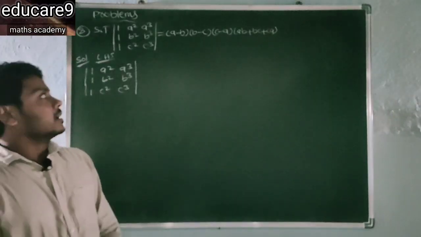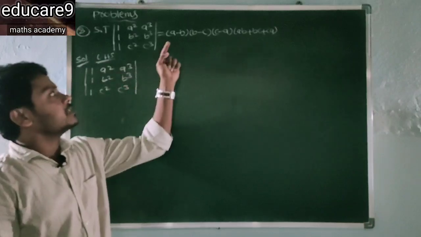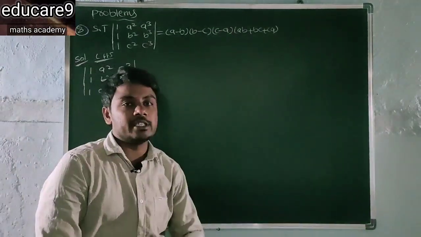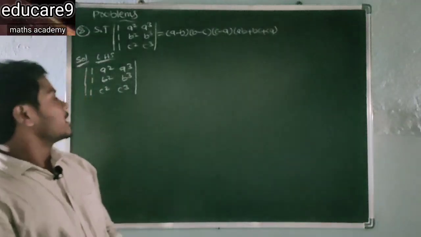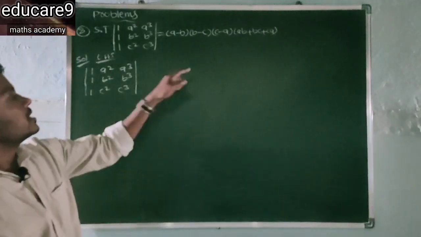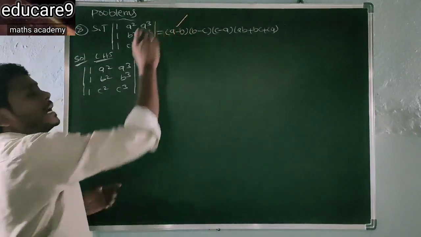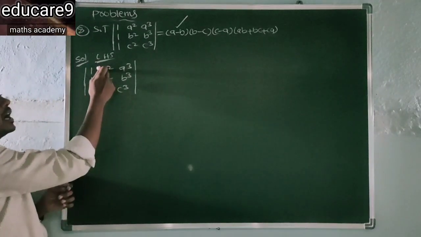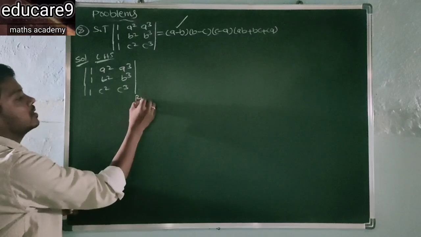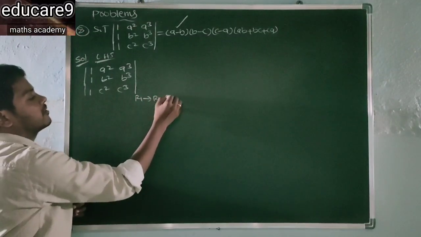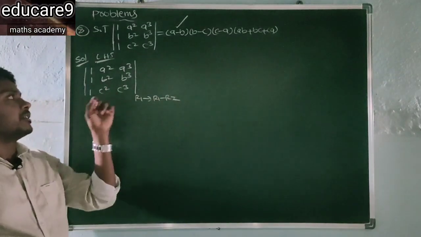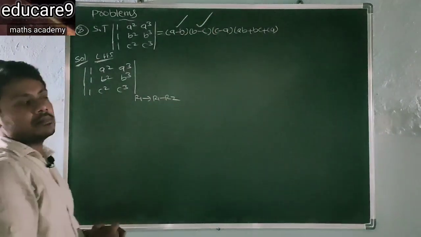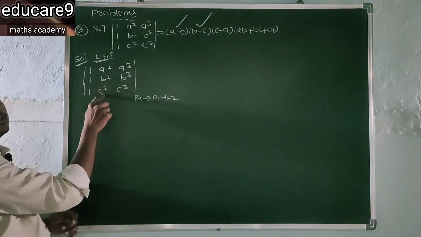So, see here, next one. Show that this determinant is A minus B, B minus C, C minus A, AB plus BC plus CA. So further, consider LHS. See here, first one you want A minus B. See here, this is A square, B square. So do R1 implies R1 minus R2. So from that you will get A minus B. Next one, B minus C. So your B term is there, your C term is there.